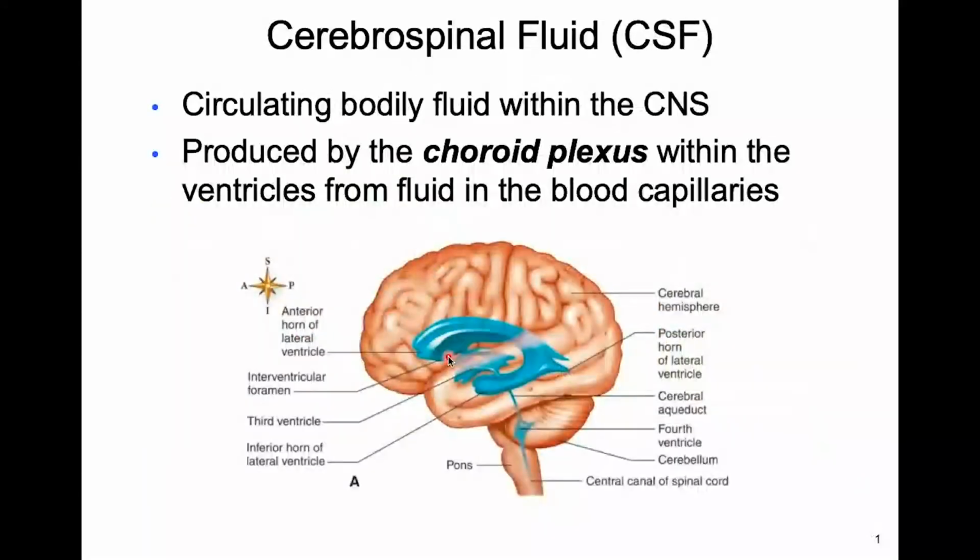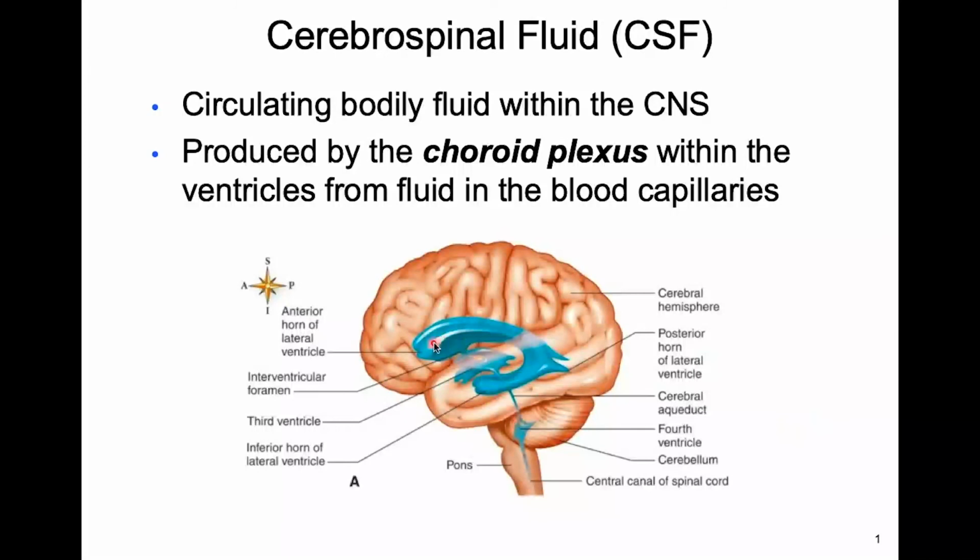Cerebral spinal fluid then is circulated from the lateral ventricles into the third ventricle, which then passes down to the fourth, and finally into the central canal of the spinal cord. Now, what we talked about previously was that all of those meningeal layers that are surrounding the outside of the central nervous system, between the pia mater and the arachnoid mater, there's that subarachnoid space.